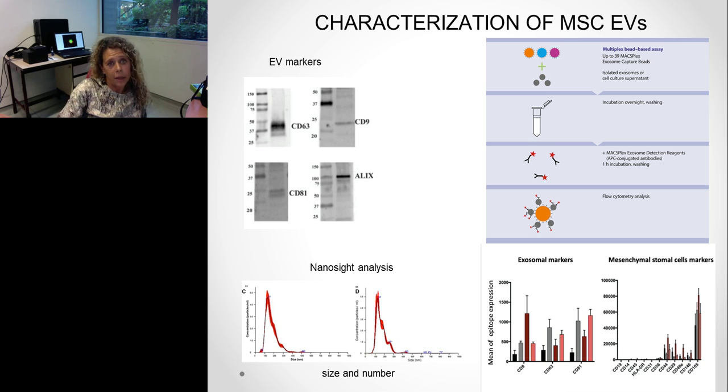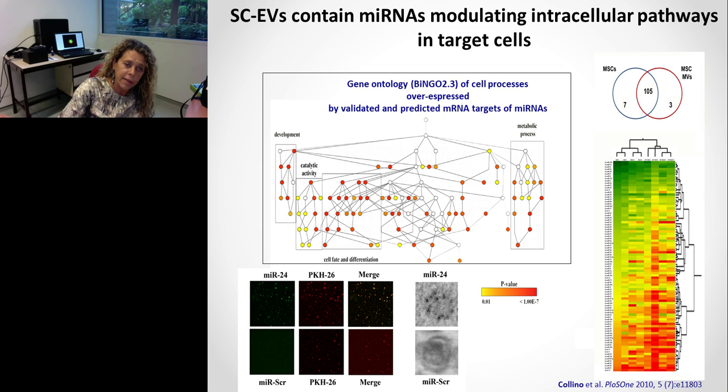If we also analyze the content of microRNAs of those vesicles, that's been performed by several groups. This was one of the first analyses, and it showed quite clearly that the processes modulated by those microRNAs involve the main pathways of organ development and metabolic processes. Okay, so then, the rationale for the application of those vesicles in models of damage.